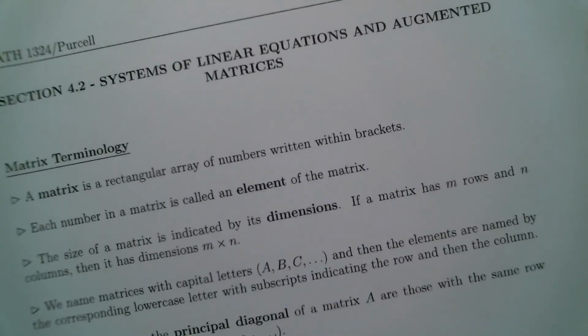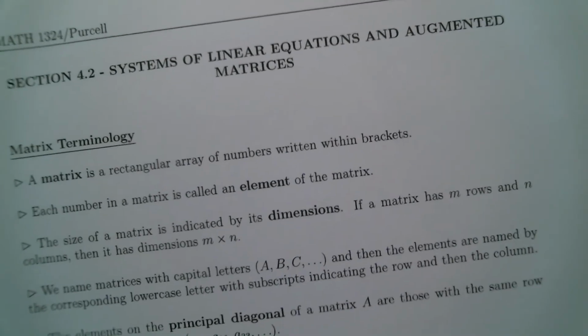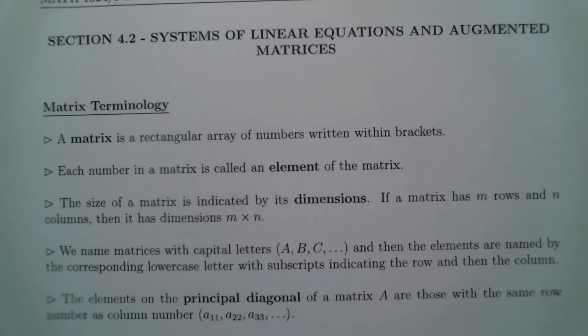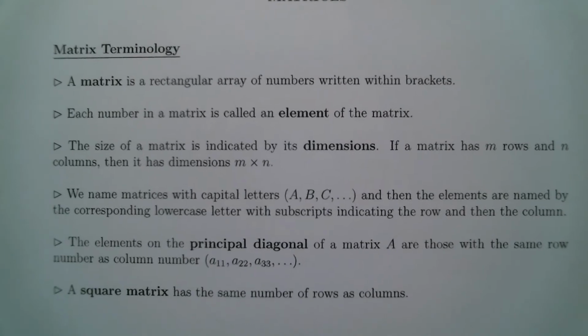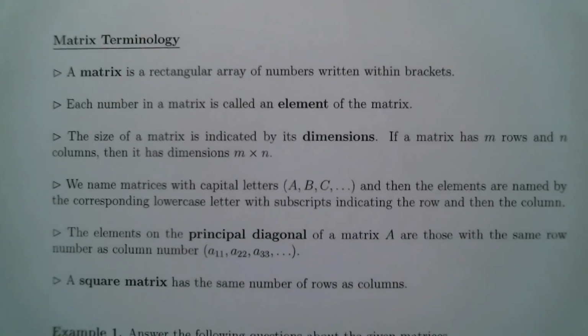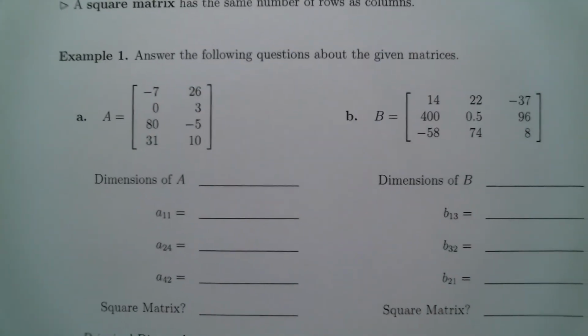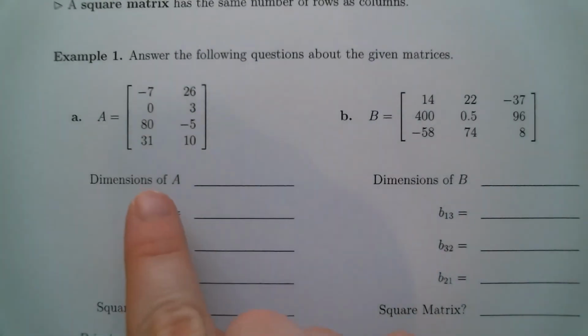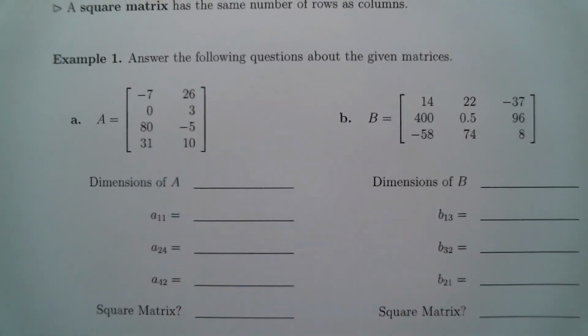Under the matrix terminology, there are several words that you will hear, so we're going to go through those. First of all, what is a matrix? Well, a matrix is a rectangular array of numbers written with brackets. Under example 1, I have two matrices written down, so you can see what a matrix looks like.